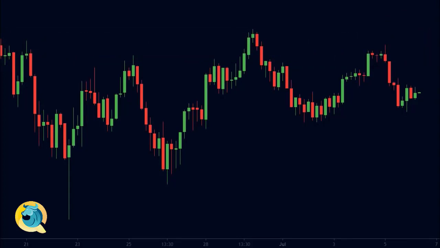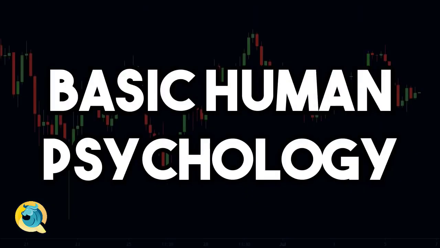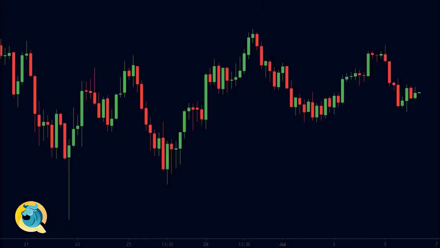The question is, why do these levels work? The answer is basic human psychology. Behind these charts, there are real traders like you and me. And all humans have greed and fear. These emotions of greed and fear are what makes support and resistance so powerful.